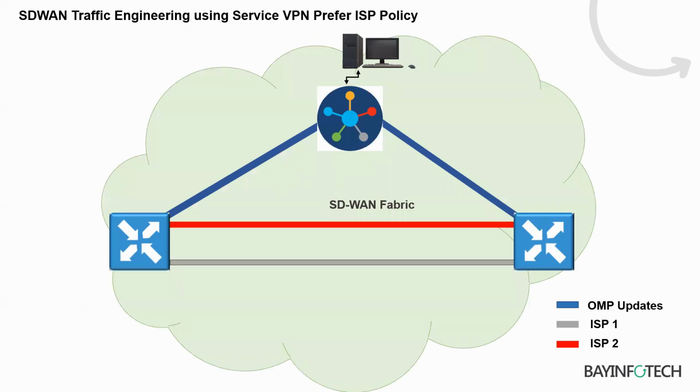Utilizing BigPass, you will learn to use Cisco SD-WAN and configure Service VPN Prefer ISP policy in a live simulated SD-WAN fabric. Traffic engineering using Cisco SD-WAN allows organizations to load balance Service VPN traffic between two ISPs, wherein we have the links operating in active-active mode. This lab will walk you through the fundamentals of this policy creation. Let's go ahead and look into how we create the policy.